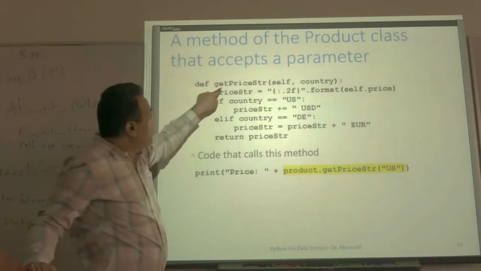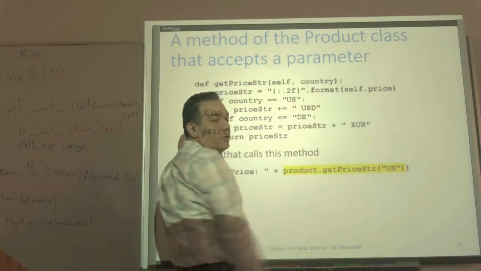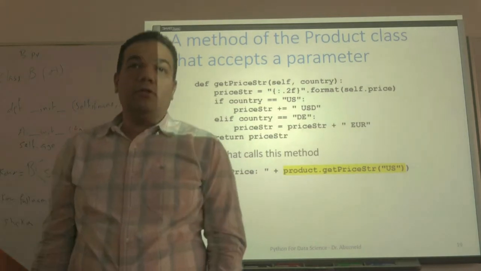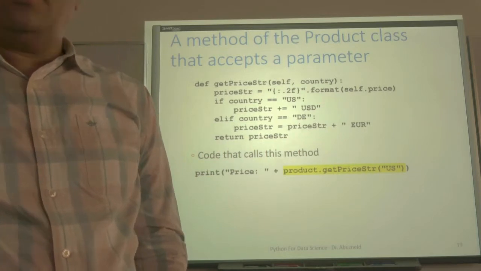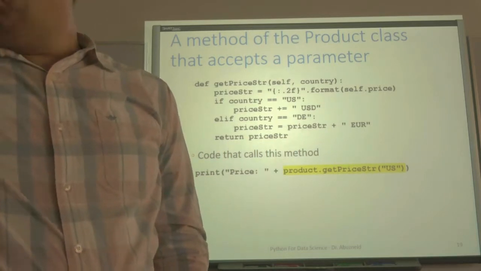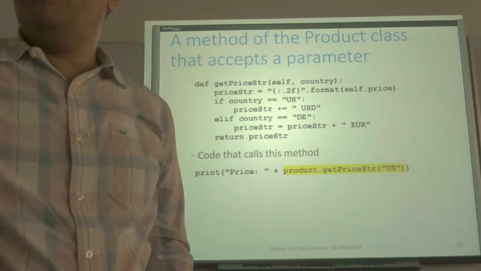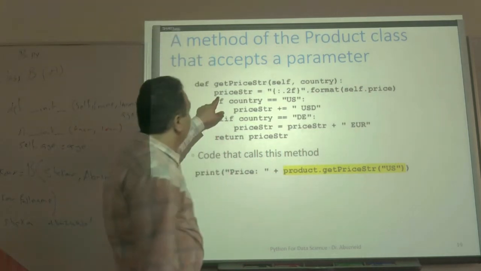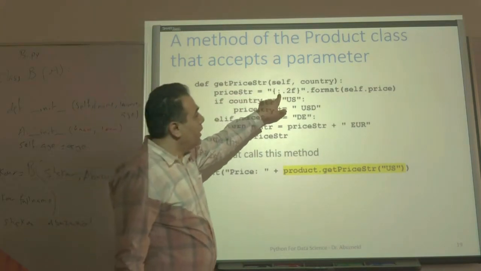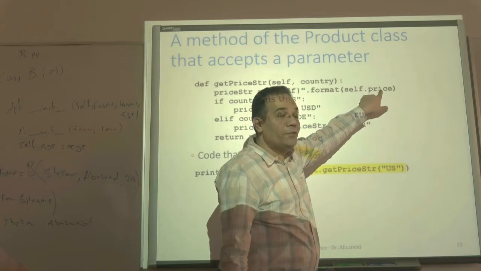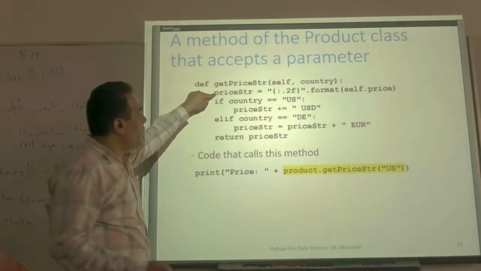So in here, get price string, and you're gonna pass a country. What is country in here? Is it an attribute? No, it's not an attribute. It's a variable. Could it be an attribute? Yes, it could. It could be a different variable that you could pass. So, price string: I'm trying to format the price from float to what? To a string.